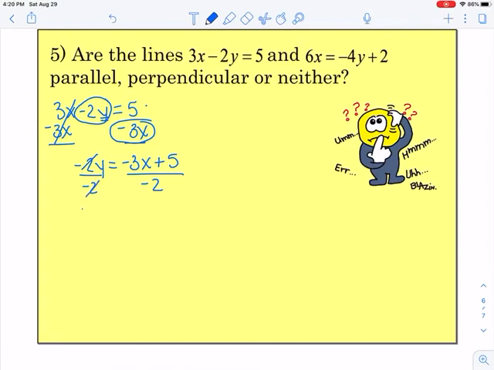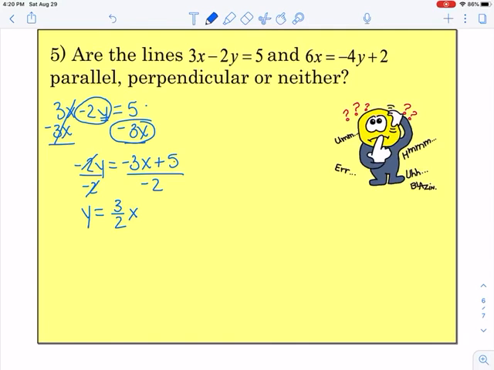The negative 2's will cancel on the left, leaving me with y. And on the right, again, I'm going to need to divide each piece by a negative 2. So a negative 3 divided by a negative 2, you cannot divide, so I'm going to leave that in fraction form, but I am going to clean that up because a negative divided by a negative is a positive. So that's going to be 3/2 x.